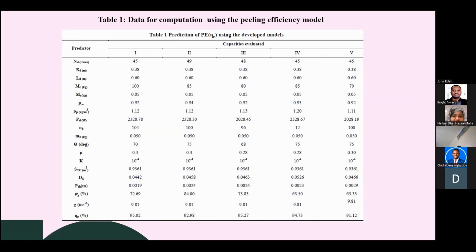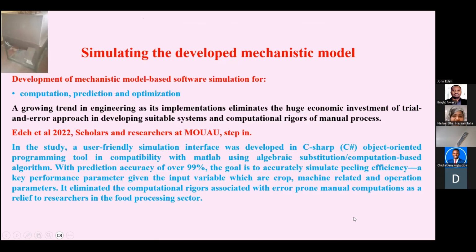So with that equation, we did a manual computation, giving the predictors as you have here, and we had 5 experimental runs to be able to get efficiencies. If you look down here, you see efficiency. These are the efficiencies for each of the experimental runs. And these are actually meant to validate, to compute the model.